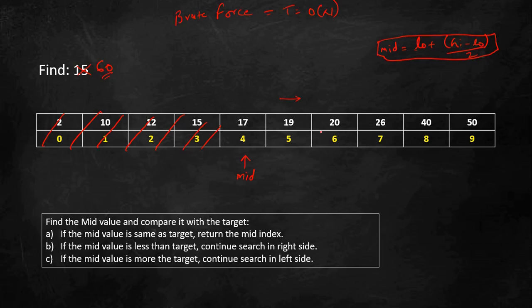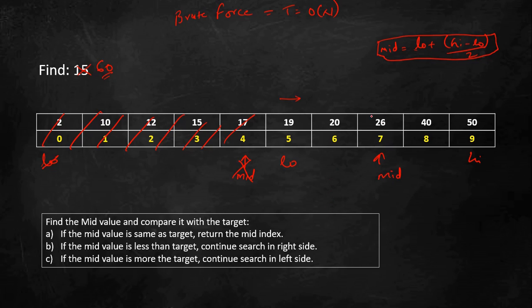So I will ignore the left side and it should be on the right side. Earlier low was here and high was here. Now the low will come to mid plus 1, and my mid will now be different. I need to calculate the mid again. So now the mid will be high minus low, which is 9 minus 5 is 4, 4 by 2 is 2, low is again 5, 5 plus 2 is 7. So 7th index will be my mid.